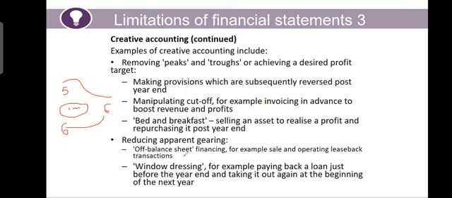Reducing apparent gearing, off balance sheet financing. This is not possible now, but it was being done with IAS 17 leasing. I explained off balance sheet financing in the leasing chapter, when you sell your own asset and get it back on lease. With IFRS 16, this is not possible now.